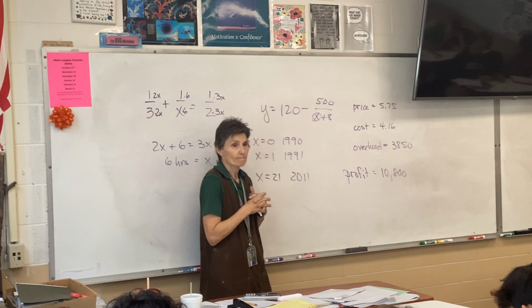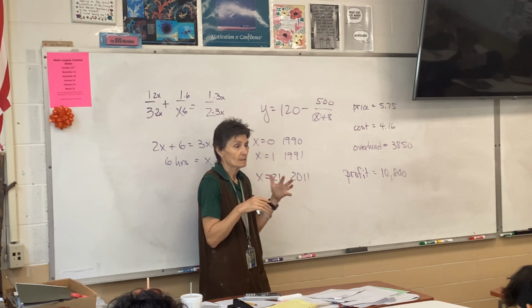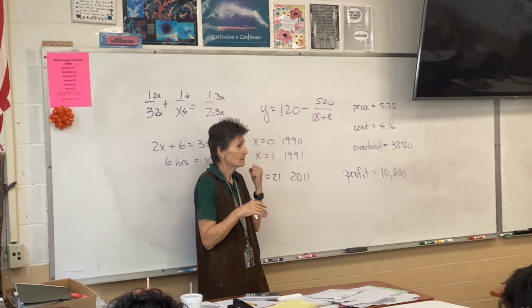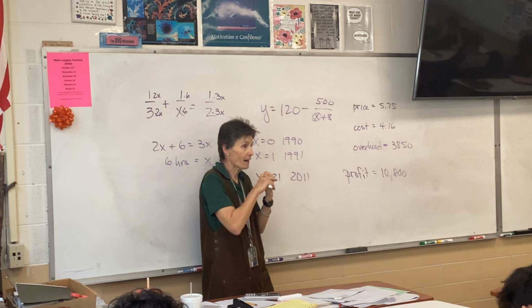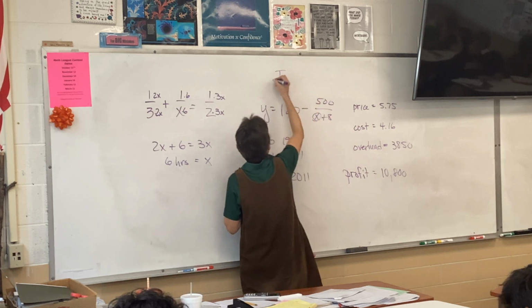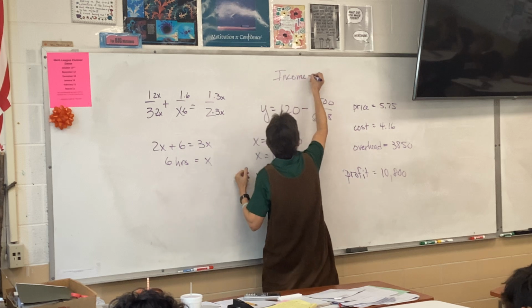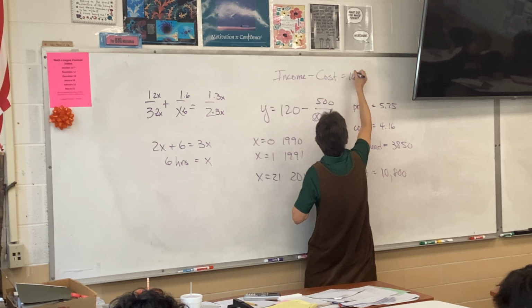It's like an inequality. And how do we find profit? Income minus cost. So income minus cost has to be $10,800.